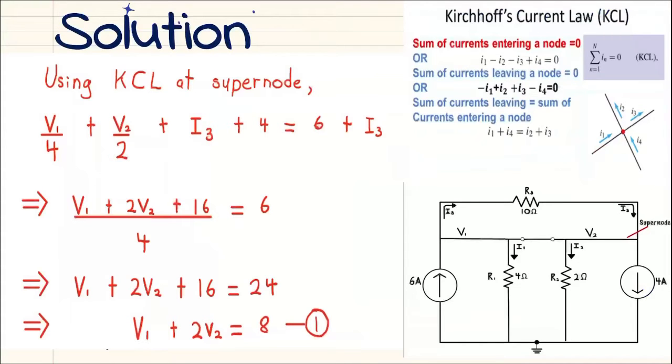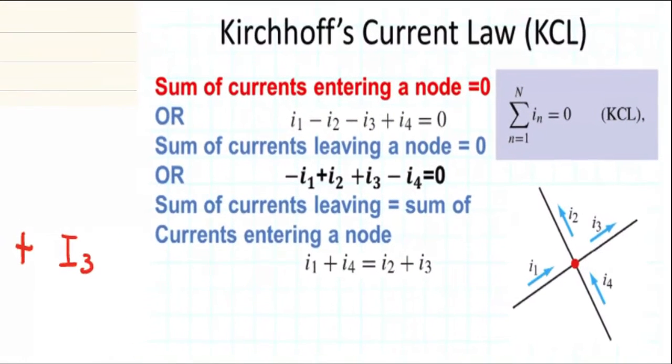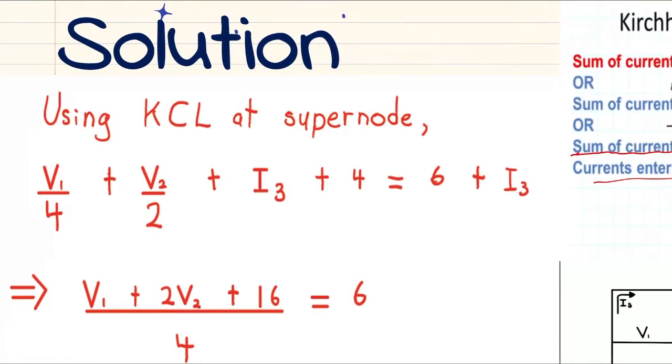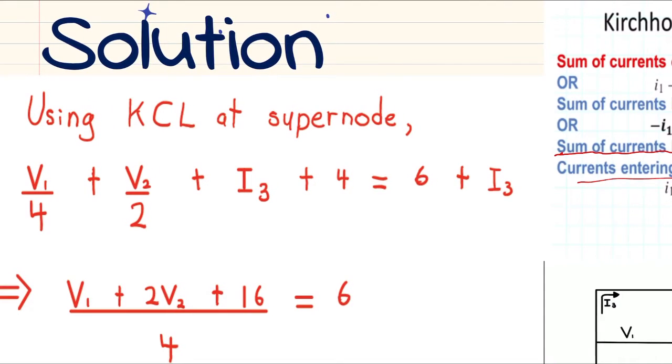So first of all, to get the first equation, we'll be using Kirchhoff's current law. Kirchhoff's current law suggests that the sum of current leaving is equal to the sum of current entering a node. So here I'm using that supernode. So I1 plus I2 plus I3 plus 4 is equal to 6 plus I3.